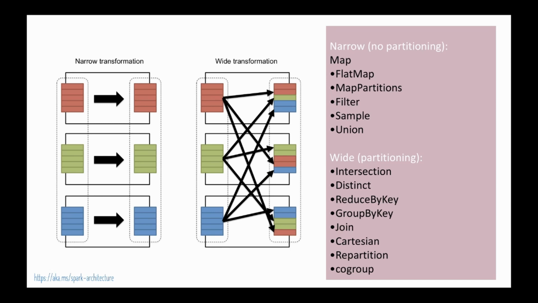And wide transformation means, although I did my sorting, for example, on one machine, now I need to combine my results with results from the other machines. So I have to send this data over the network. And this operation of sending data over the network is called shuffling, because we're going to send the data from one machine to multiple machines, and every machine is going to do it.